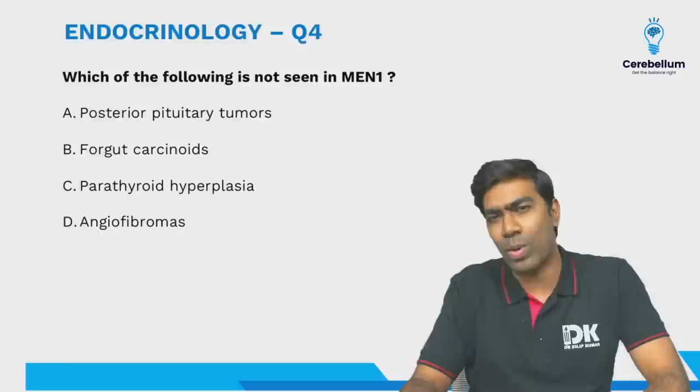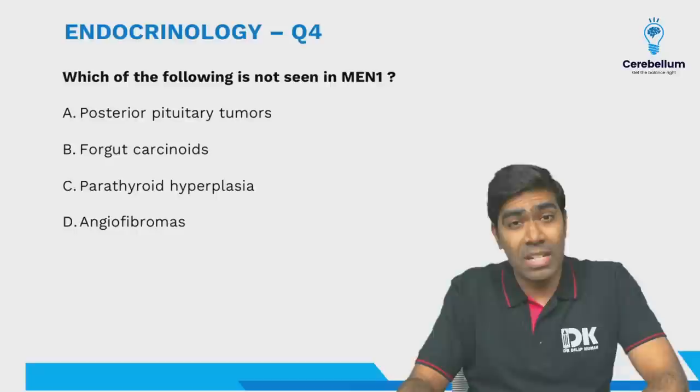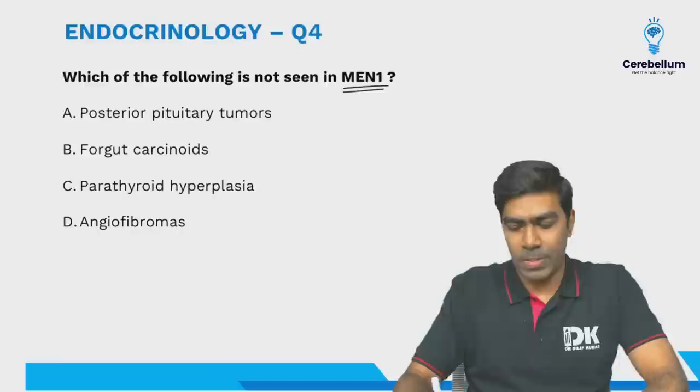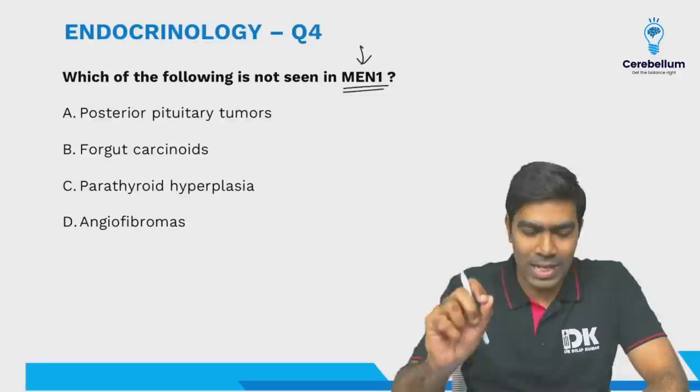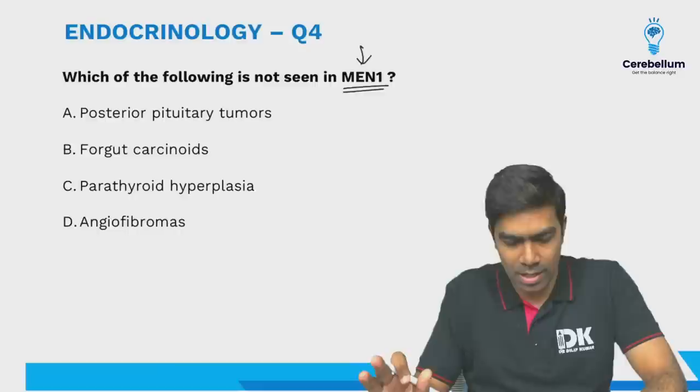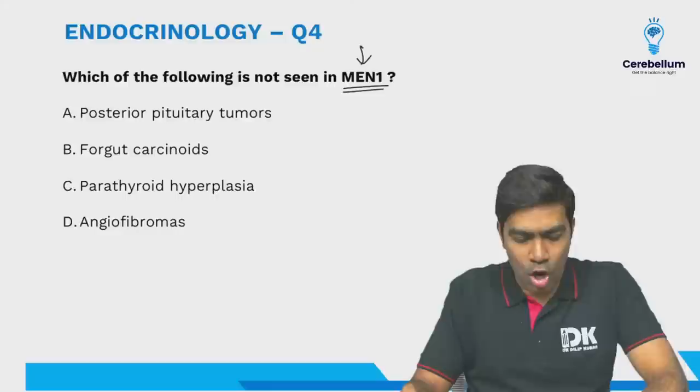Okay. Which of the following is not seen in MEN 1? Many people have been asking about MEN 1 syndrome and MEN syndromes. Which is not seen in MEN 1: posterior pituitary tumors, foregut carcinoids, parathyroid hyperplasia, or angiofibromas. This is actually a direct question from the 2020 AIIMS exam, 2020 or 2019, something like that. I'm not very sure, but it's an INI-CET question. So which of the following is not seen in MEN 1 syndrome?